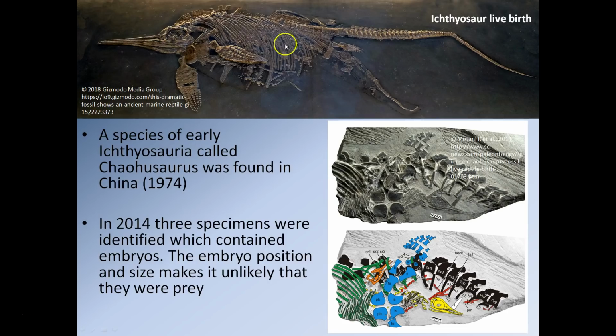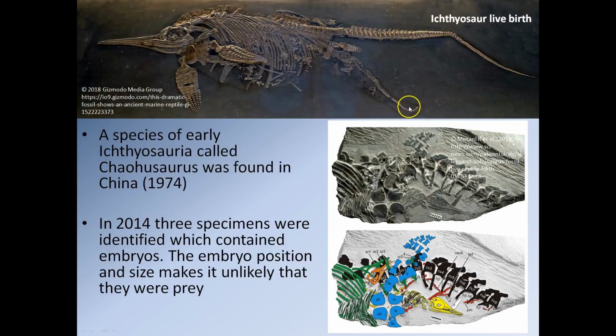So here we go. Here is an ichthyosaur skeleton. You can see the long head there. You can see these front flippers here, the back flippers there. Here's the tail with the kink for the lower fluke. The upper fluke would have been supported by cartilage up here. And you can see right there, you have a small, perfectly formed ichthyosaur. So it would seem that this particular species of ichthyosaur, called Chaohusaurus, was found in China in 1974, and you can see that this particular example is in the process of giving birth to a baby ichthyosaur.